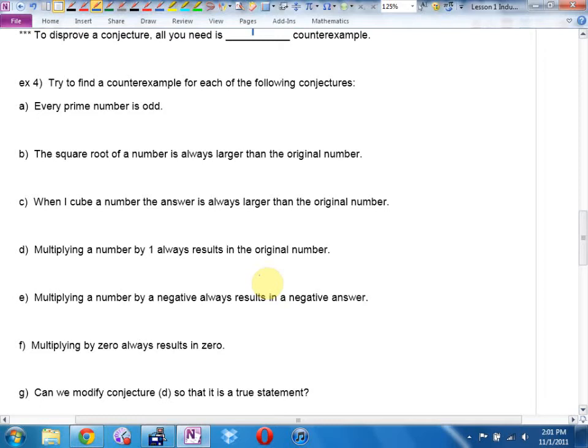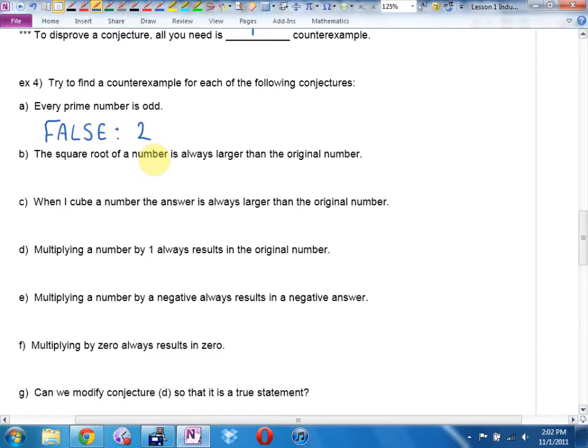So we're going to write down here, false, and there's our counterexample, 2. How could I modify that into a true statement? Every prime number greater than 2 is odd. That's true. Because after 2, there's no more even prime numbers because every other even number, 2 goes into it. So if this was a theory that you were trying to prove, you would now revise your theory to reflect that counterexample.